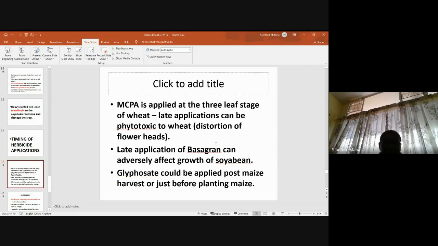So timing of herbicide applications can be used to ensure selectivity.